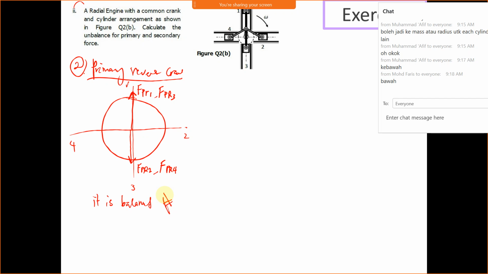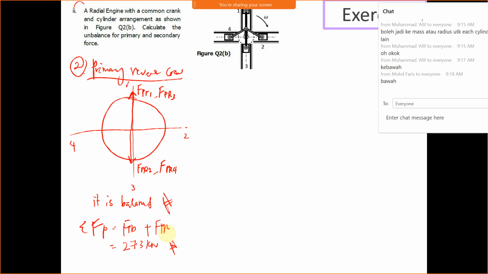And so, in order to find total FP, total primary berapa? So, total primary should be FP. Kita ada FPD plus with FPR, isn't it? So, total FP hanya ada FPD saja, 27.3 kilonewton. Okay. Yang tak balance hanya pada primary direct. So, primary reverse is balanced. So, we just only have total FP is 27.3.